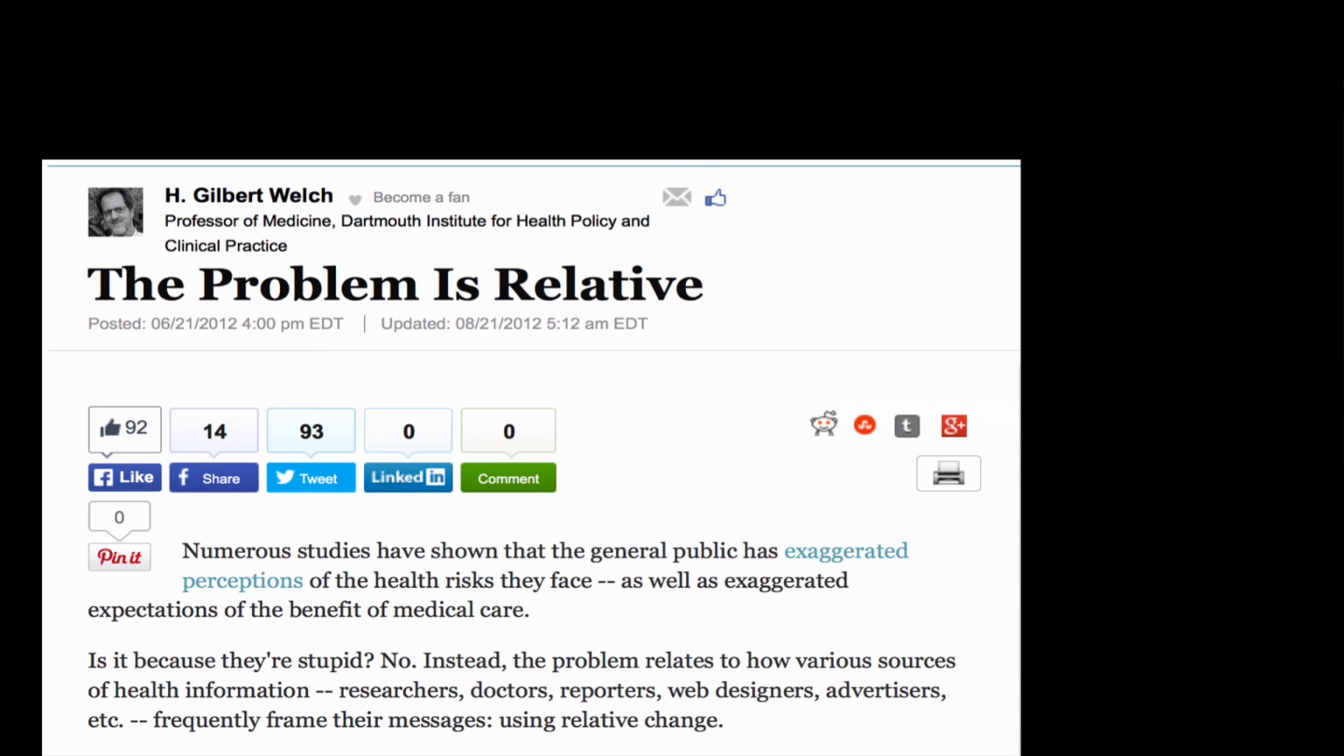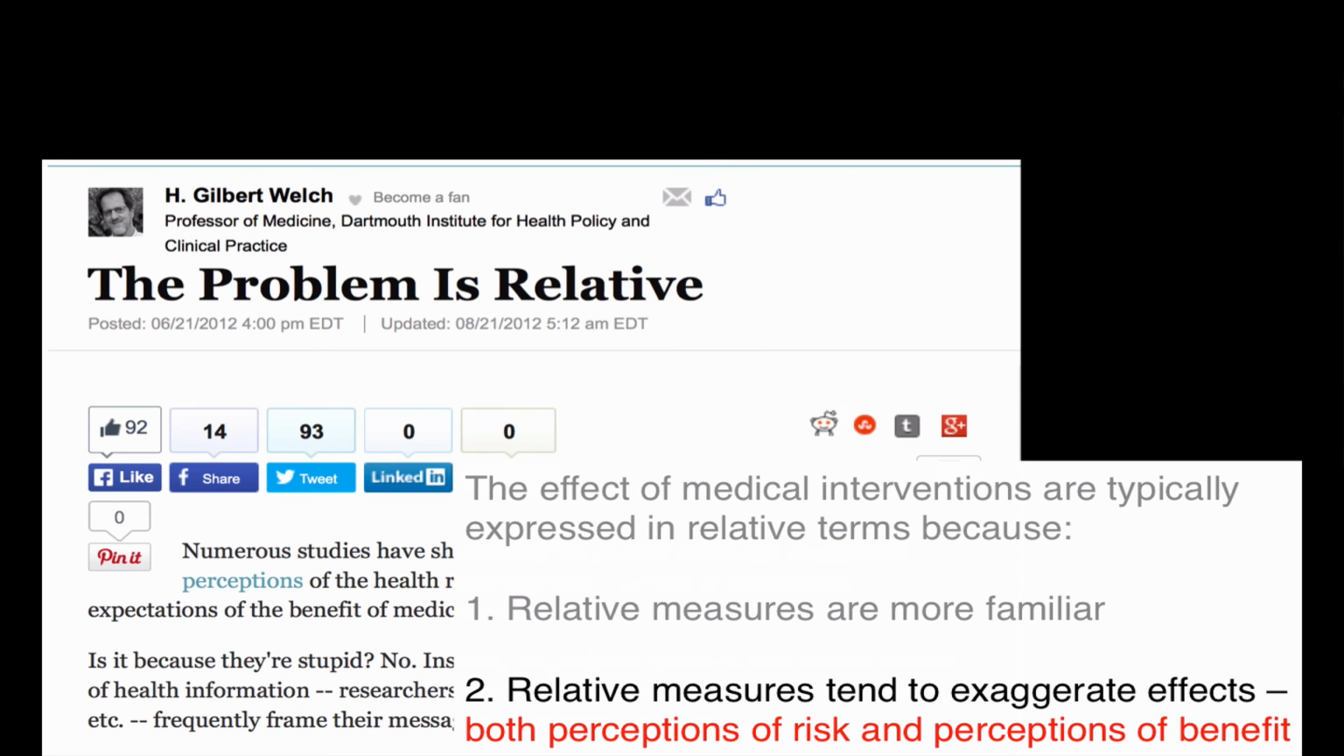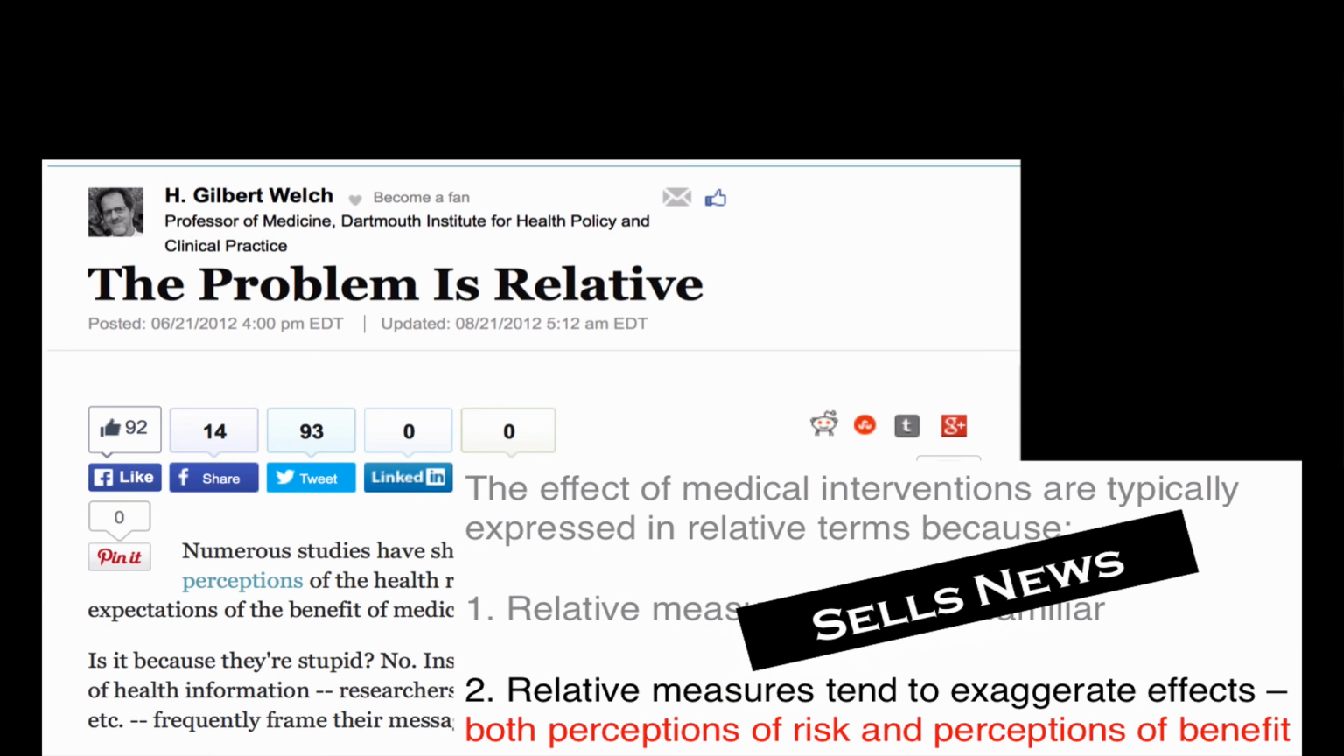If you want to know more, I suggest you read the supplemental reading. The article is called "The Problem is Relative." It won't take you long, less than 5 minutes. And remember that relative measures tend to exaggerate effects, both the perceptions of risk and the perceptions of benefits. It's a way to sell news. It's also a way to sell product.